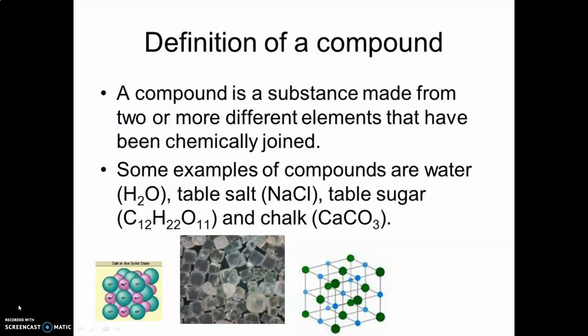Now, we'll talk about compound. So what is a compound? A compound is a pure substance that is made up of two or more different elements that have been chemically joined in a definite proportion. Let me tell you, children, that a compound is a combination of two elements.